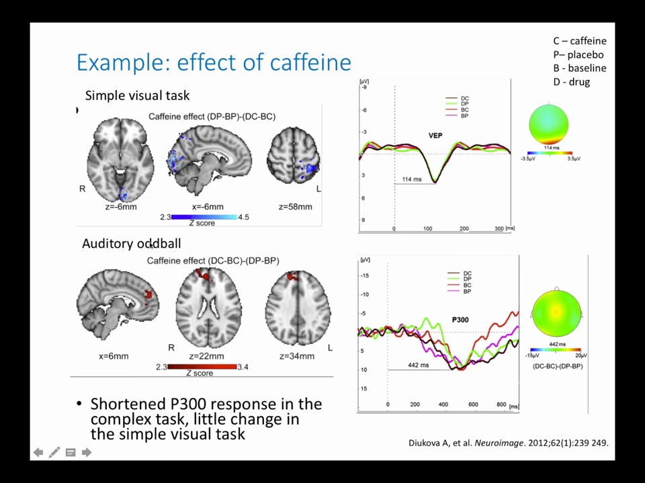But with the more complicated task, you find one small difference up in the frontal lobe, and you get a shifted peak in the EEG response. So this way you can basically try to tease out the differences between where you're getting vascular changes maybe, and maybe not fully neural responses, and also get the neural responses at the same time.